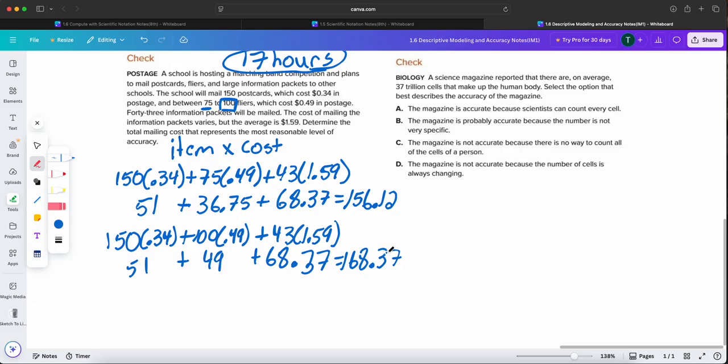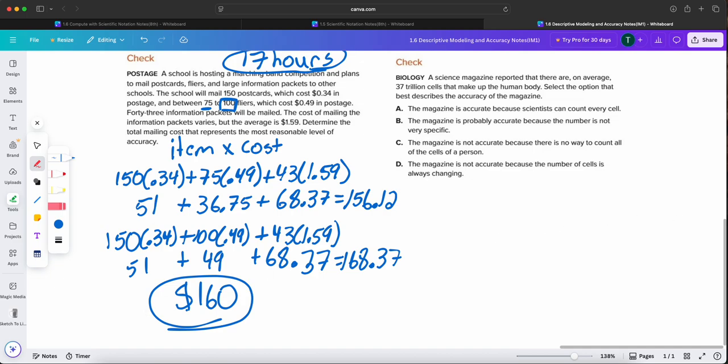Okay, so the most appropriate level of accuracy to use here would be to say that we're going to spend about $160, because $160 is reasonably between these two values. So a lot of this is going to be up to interpretation, but it's going to be trying to pick the most accurate representation.